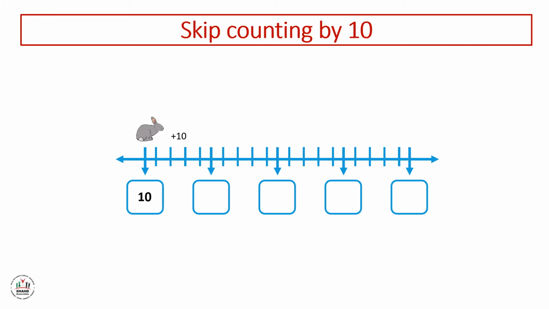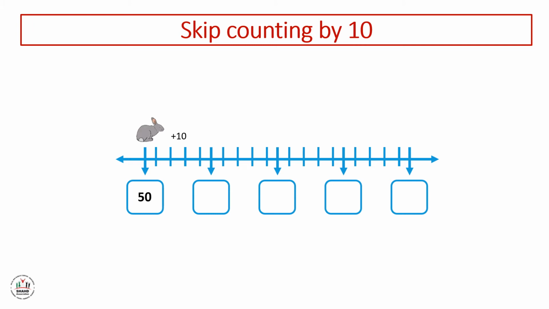Let's see here how to skip counting by 10. So we have to jump each time 10 steps. Let's see together here, first jump is skip 10. 10 plus 10, 20. Next jump, 20 plus 10, 30. Another jump, 30 plus 10, 40. 40 plus 10, 50.